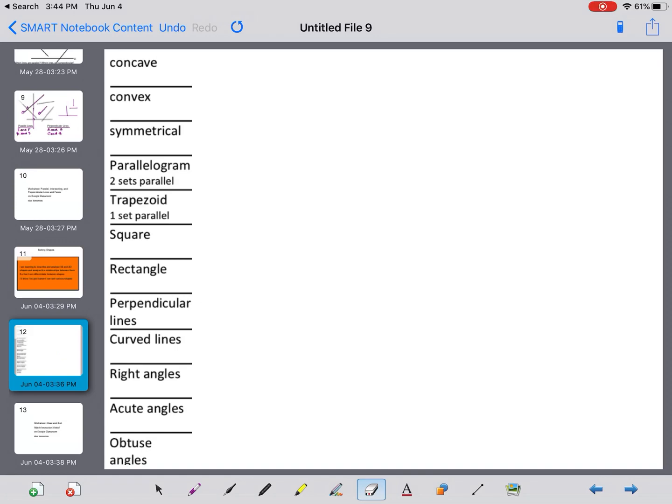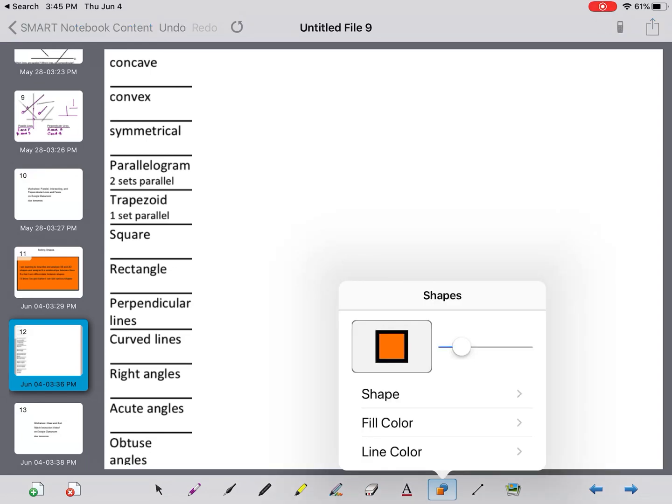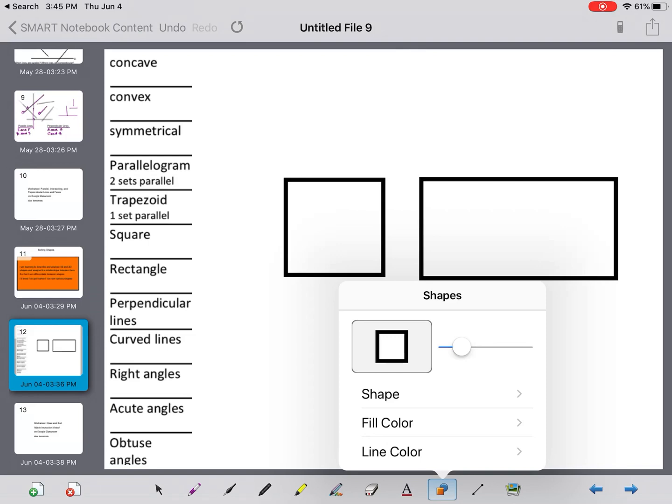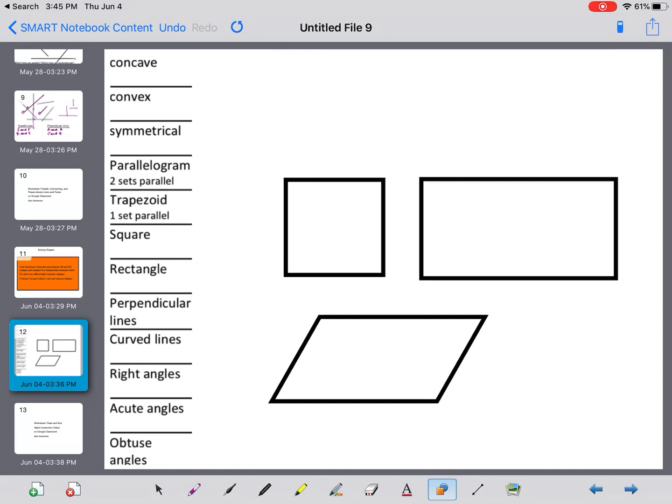Okay, next we're going to talk about parallelograms, which we just learned about yesterday. A parallelogram is any quadrilateral with two sets of parallel sides. Examples would be squares and rectangles. I'll even show you what they look like. Squares look like this, rectangles look like this, and the standard parallelogram shape looks like that. Also, if all four sides are the same, then we call it a rhombus. So all four of these shapes are parallelograms.